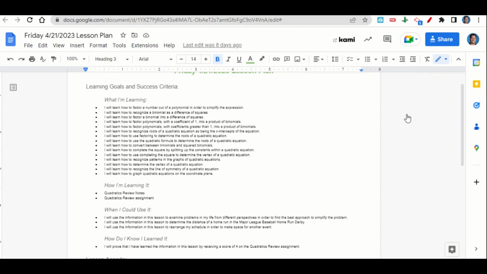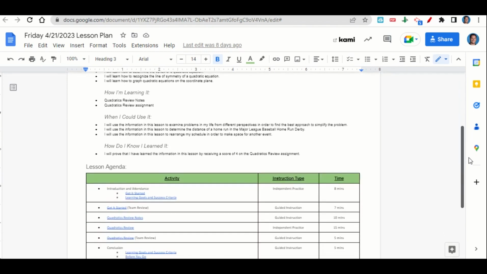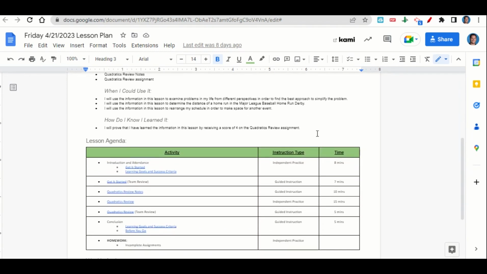How do you know you learned it? By getting a score of 4 on the Quadratics Review Assignment. Now let's take a look at our agenda for today. We will begin by going over the learning goals and success criteria.